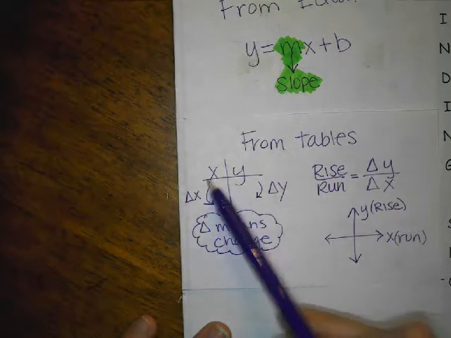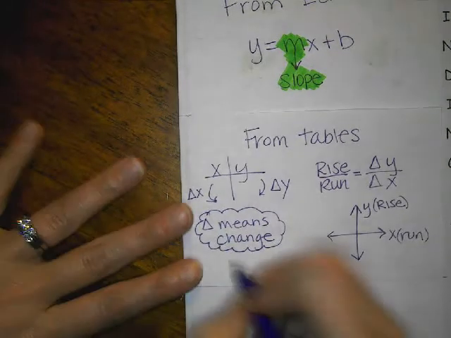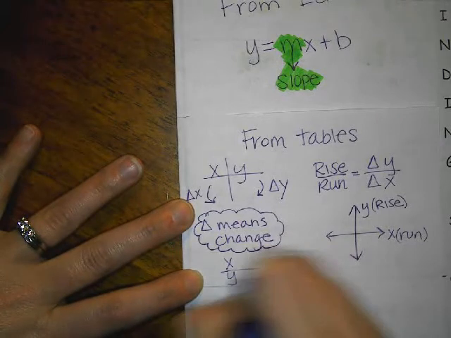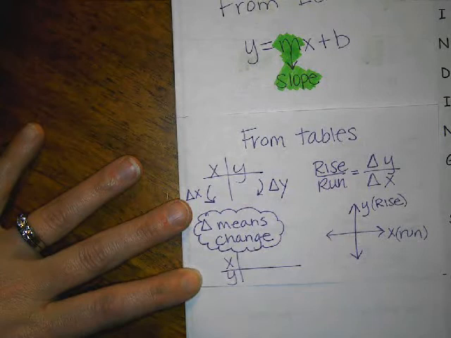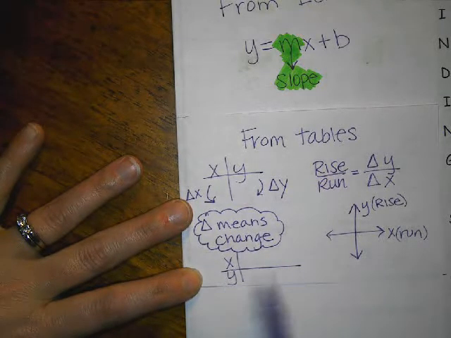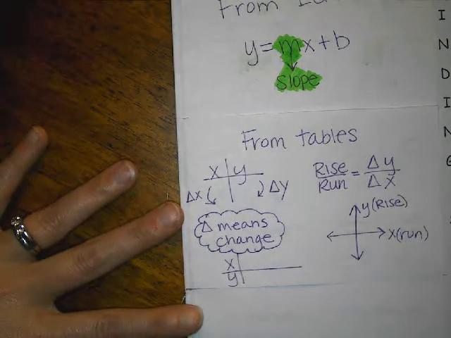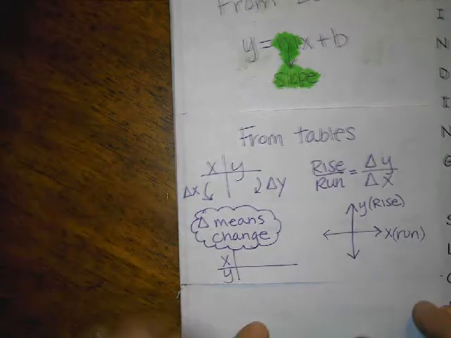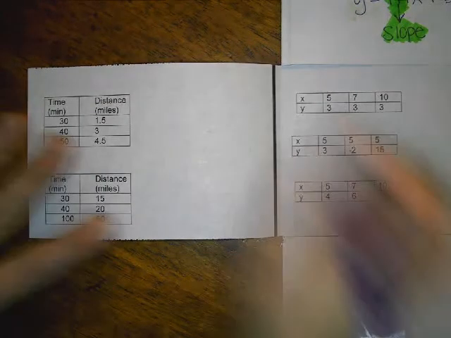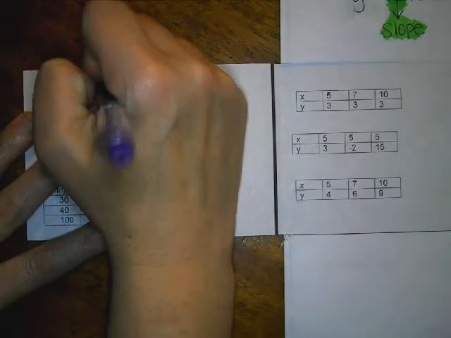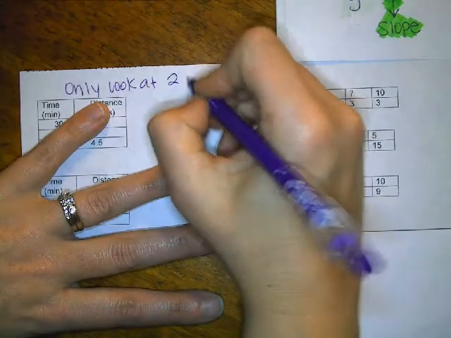So when you're looking at your tables, xy goes like this. Sometimes we have tables that go sideways, and so remember, xy goes like that. So x will be on top and y will be on the bottom. Just don't forget that if your table goes sideways. Okay, all right, so let's look on the inside here. Now remember, all you do is only look at two points.